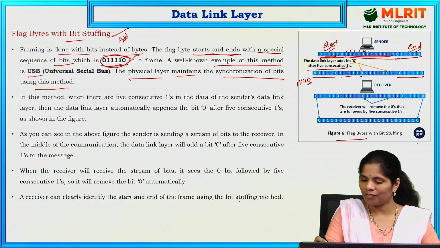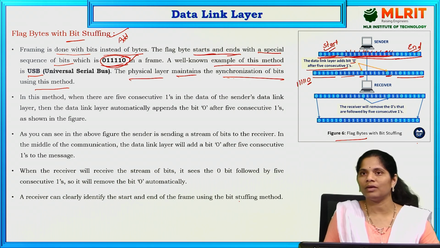And next after 5, 1, 2, 3, 4, 5, again we have to add one more 0. And finally, 1, 2, two ones are there. Like this we have to write. After 5 ones we have to add a 0. We have to stuff a 0. That is the bit stuffing.